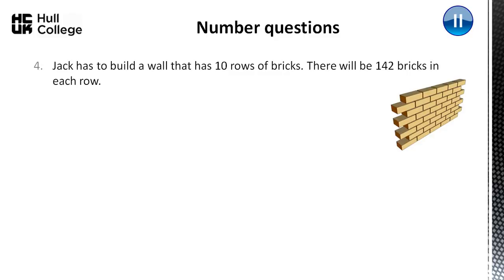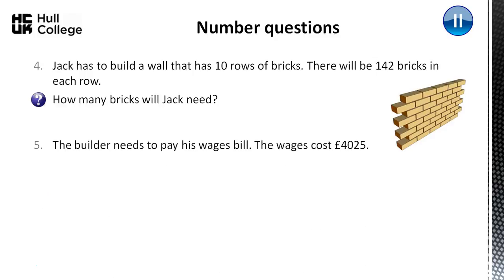Question 4. Jack has to build a wall that has 10 rows of bricks. There will be 142 bricks in each row. How many bricks will Jack need? Question 5. The builder needs to pay his wages bill. The wages cost £4,025. Write £4,025 in words.